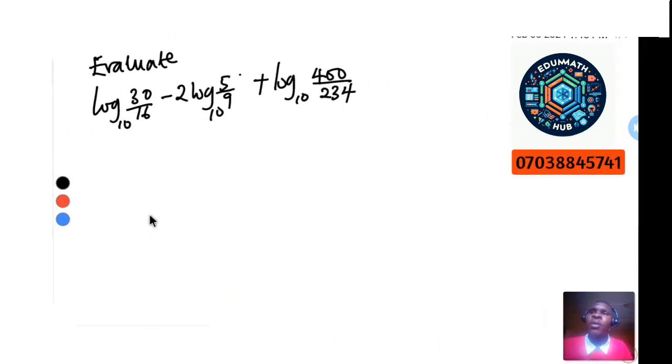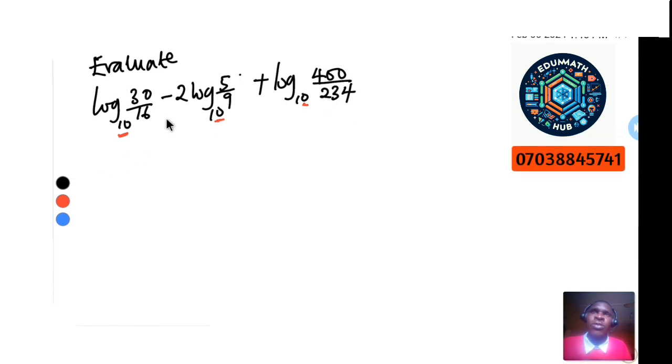So welcome back. We have another question here which is based on logarithms, and we have to evaluate this. So you have log to base 10. The common base is base 10, as you can see. Then here you have 30 divided by 16, minus 2 log of 5 over 9, plus log to base 10 of 400 divided by 234.